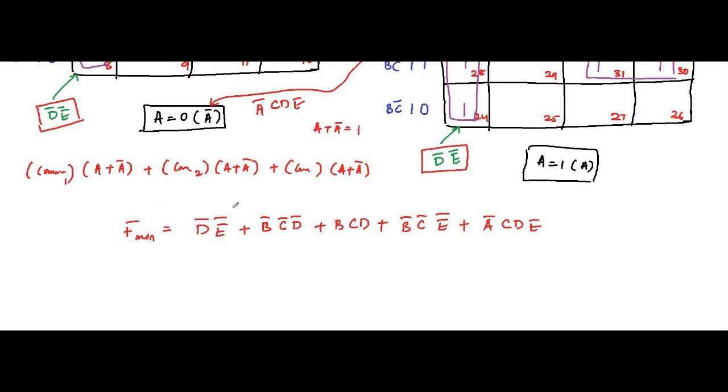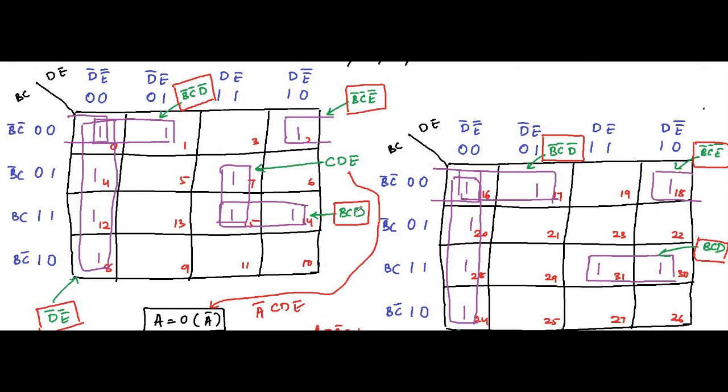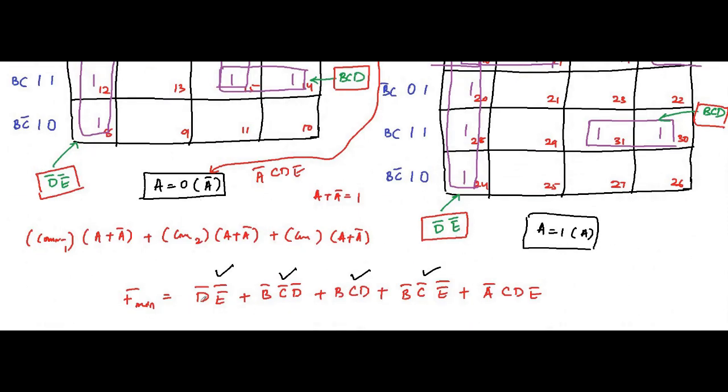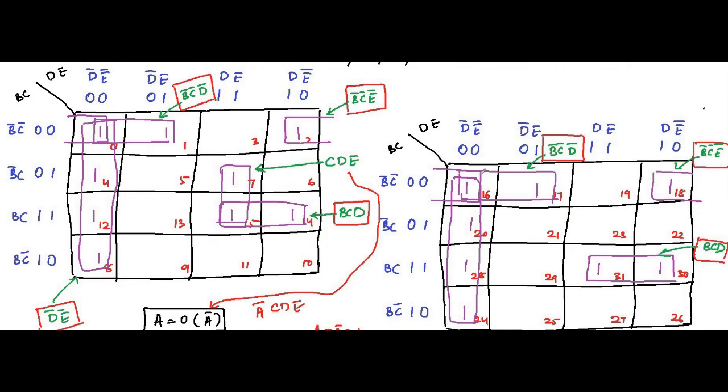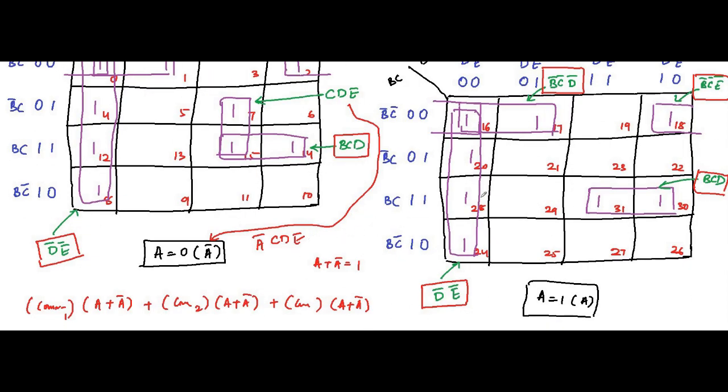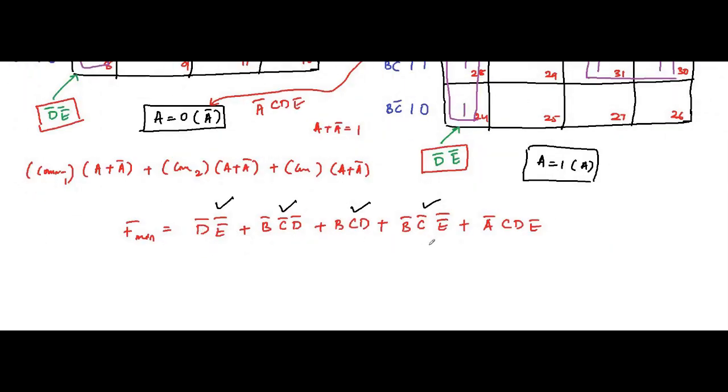So directly we can write these common variables, which we have done: D bar E bar, B bar C bar D bar, B C D, B bar C bar E bar. We have directly written it in this form. No need to first AND it with A bar, then AND it with A, then OR it together. If we have in both the K maps identical groups at identical positions with the same common set of variables, directly write them in the minimized Boolean expression. No need to do any further simplification. This is the trick that you can use. So this is the final minimized Boolean expression.